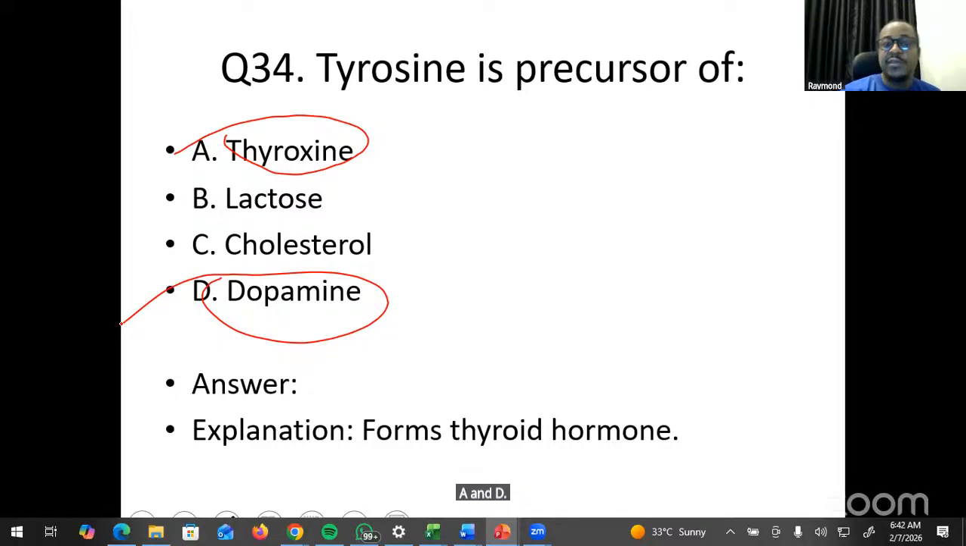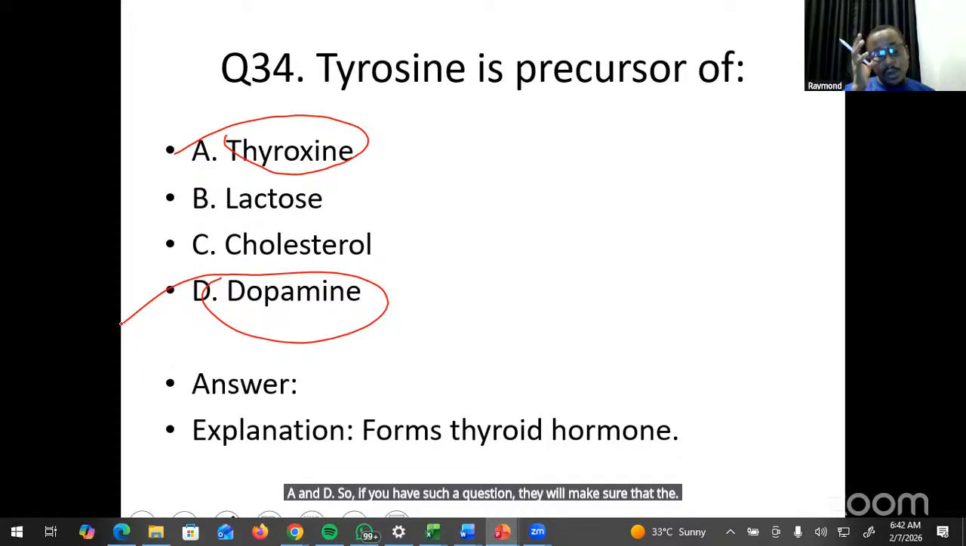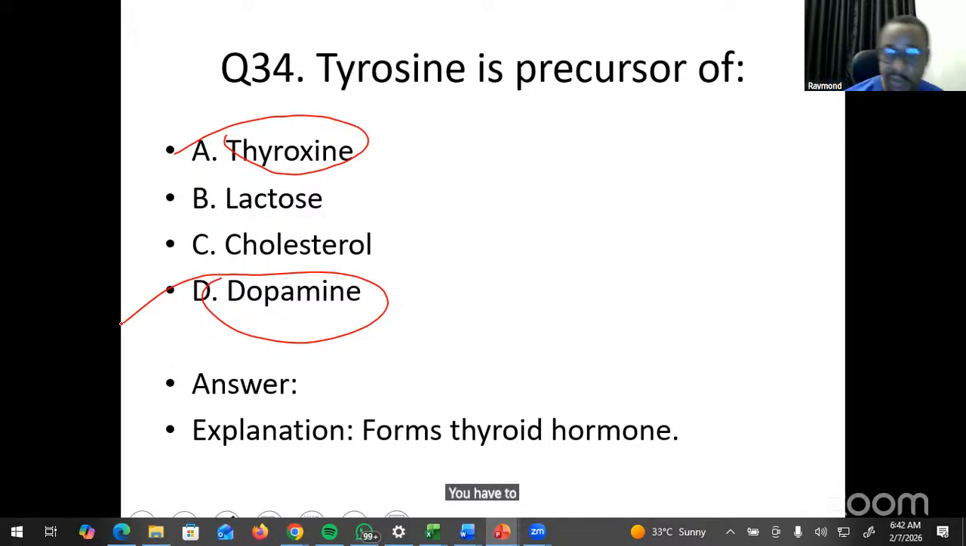If you're given such a question, know that you have two answers in one question. They will make sure that you can choose more than one option. If you choose one option here, you failed it. You have to choose the two options, thyroxine and dopamine.